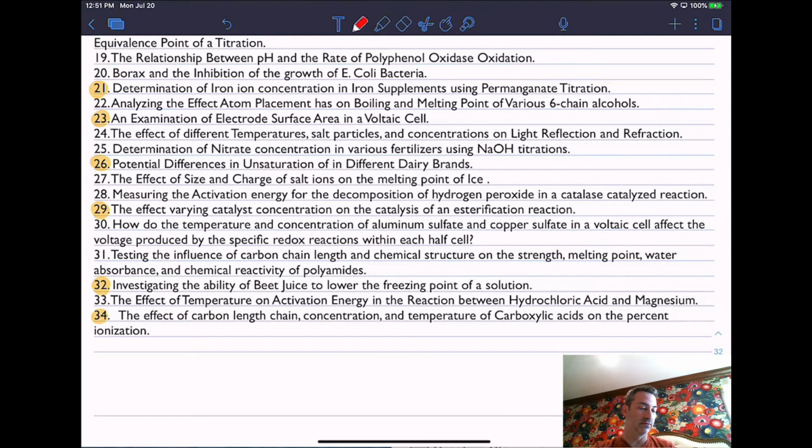Number 23, that was an examination of electrode surface area in a Voltaic cell. So they changed the surface area of the electrodes. Unfortunately, we didn't do a Voltaic cell lab like we normally do, so you didn't get to experience that. But what they did was the way that they measured the voltage, they did a time lapse and they were able to basically make graphs.